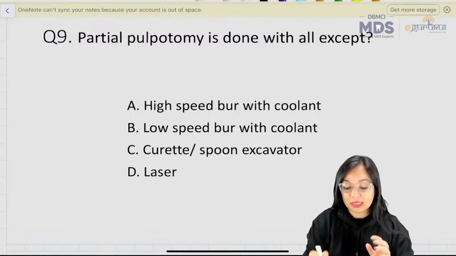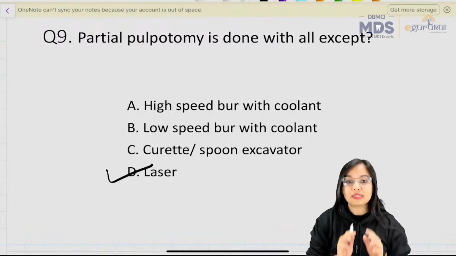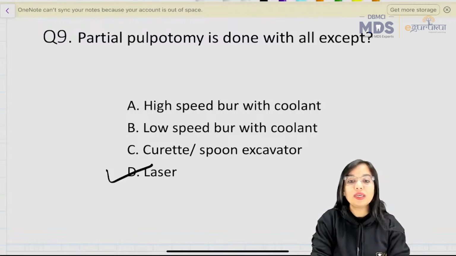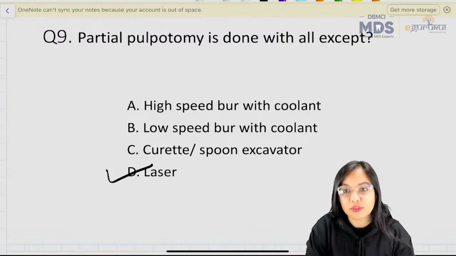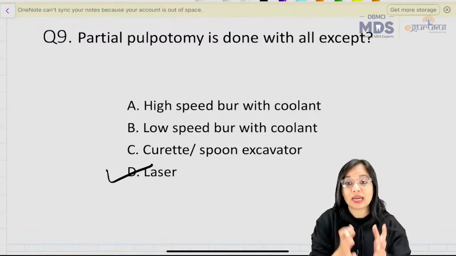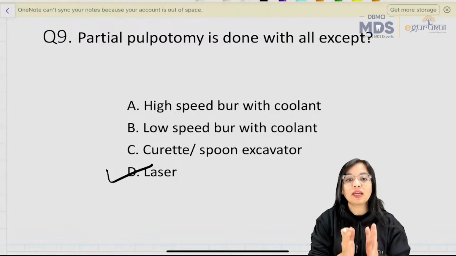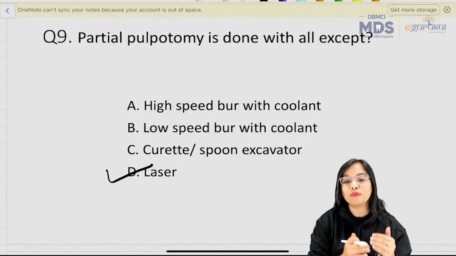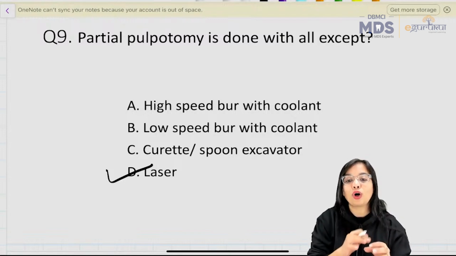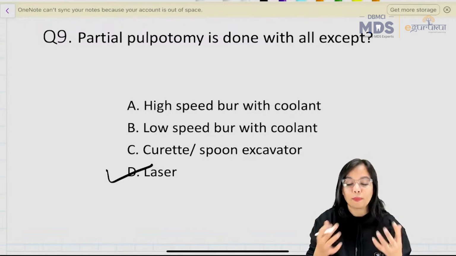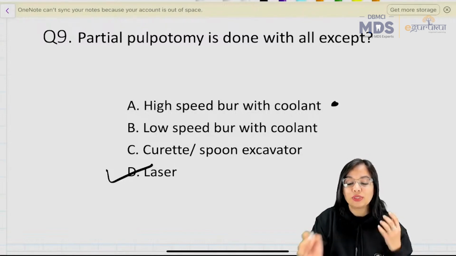The answer here is laser. That means D, laser. We have actually found a lot of references for that answer, but that suggests that laser is the least accepted treatment. The entire roof of the pulp chamber is removed using the high speed non-end cutting burr with copious water spray. So that means you're using this.